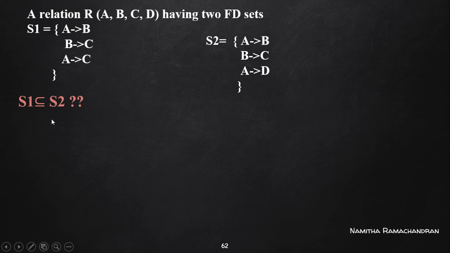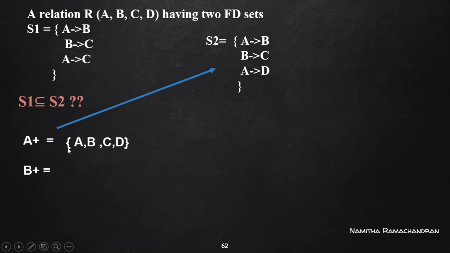Right? So the first step is to find the closure of the LHS part of the subset with respect to the superset dependencies. Here S1 is the subset, so the closures are A closure and B closure, with respect to the superset. The A closure is A, B, C and D. B closure is B directly added here, and from B we can derive C also.